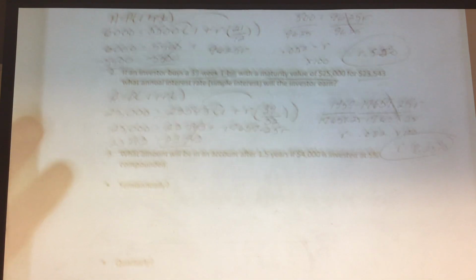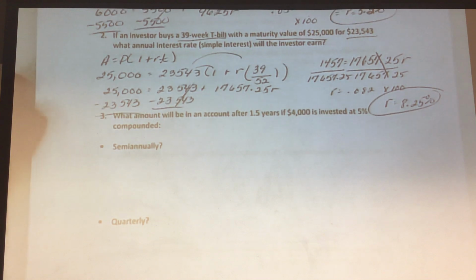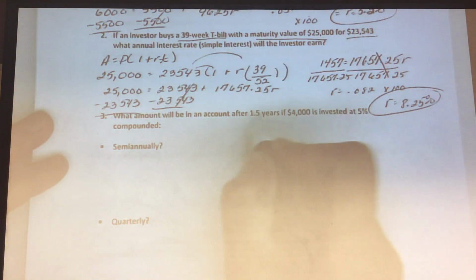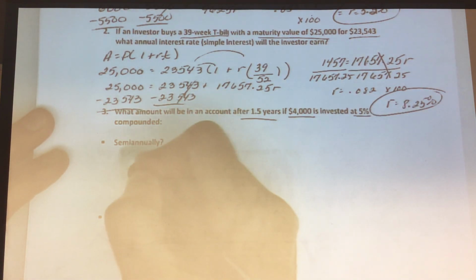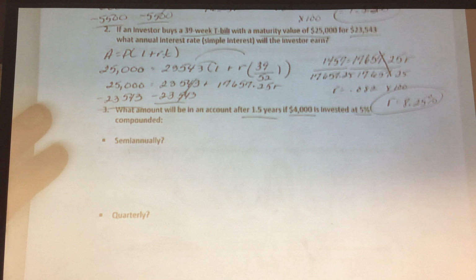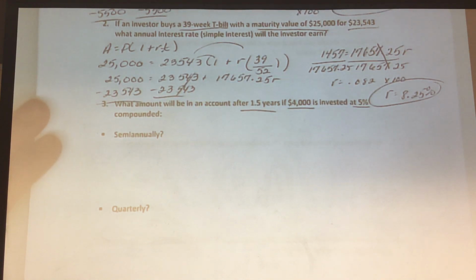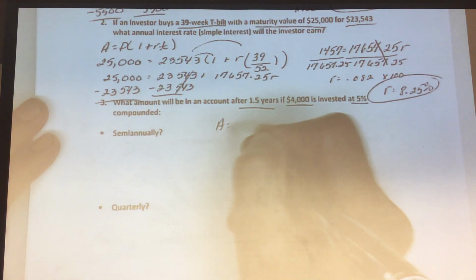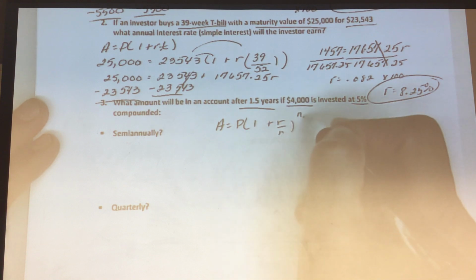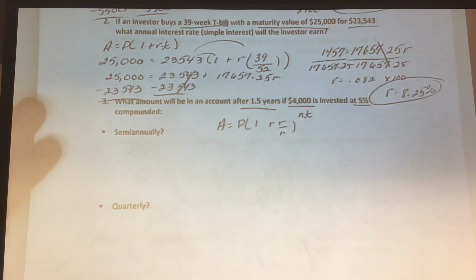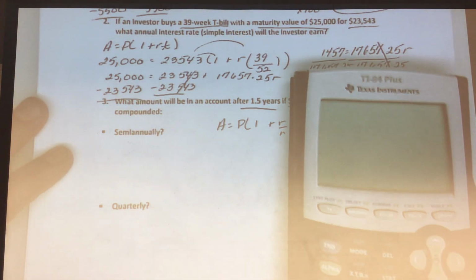Number 3, here we have compounded problems. So what amount will be in an account after 1.5 years if 4,000 is invested at 5% compounded semi-annually? So for these problems, you can use the compound interest formula, or you can use the graphic calculator. And I will use the graphic calculator for this.